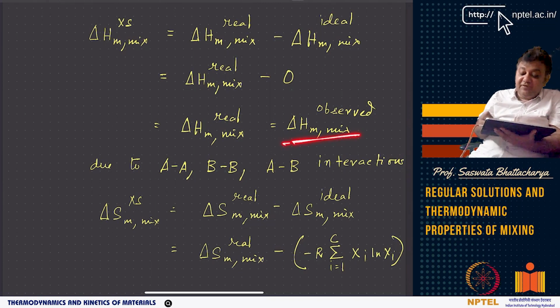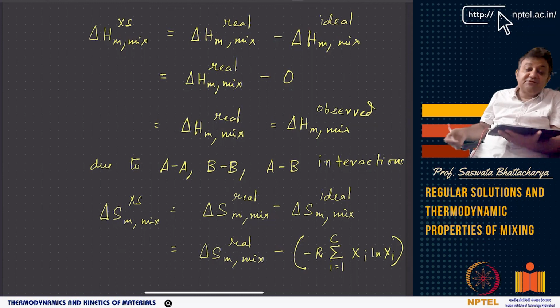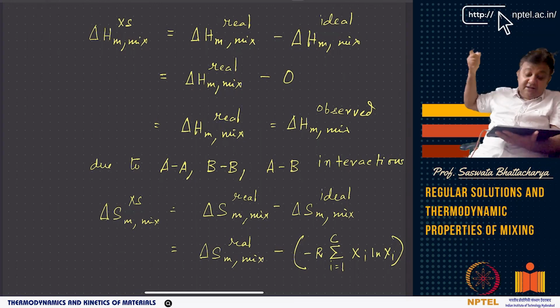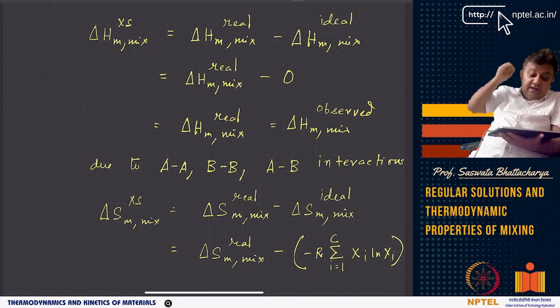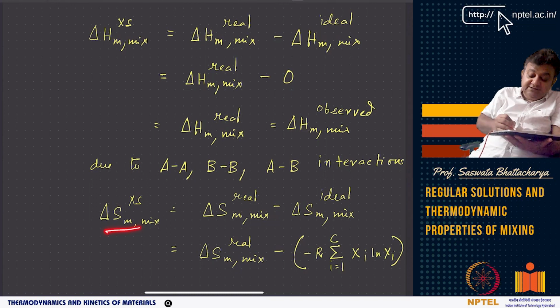Why do you observe this non-zero value? This is due to AA, BB and AB interactions in a binary solution. If you consider a binary solution, then there are AA, BB and AB interactions. If this is a ternary solution, you have AA, BB, CC, AC, BC and AB interactions, right? That's the idea.